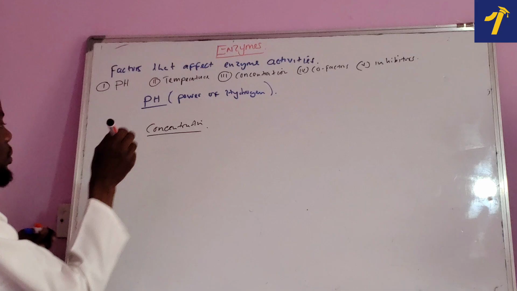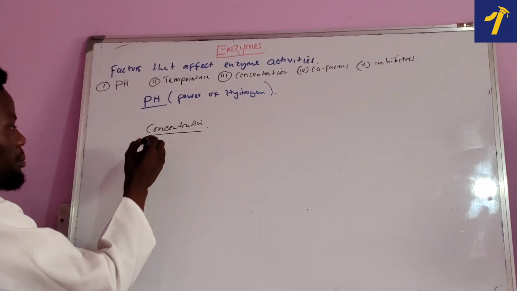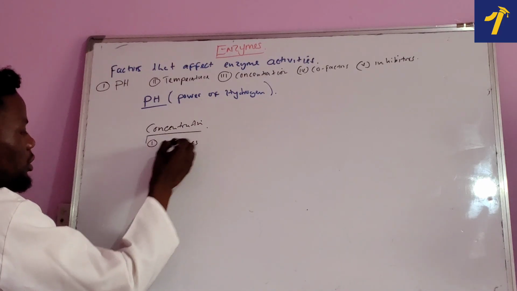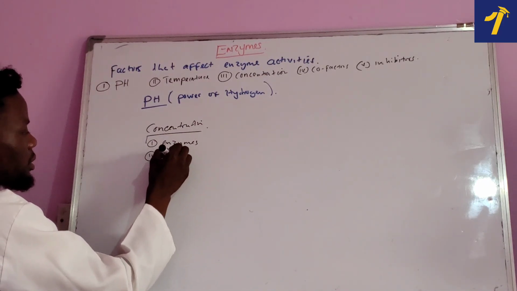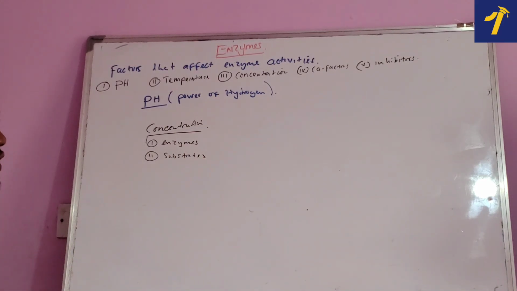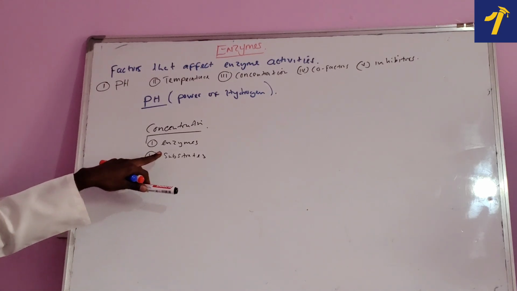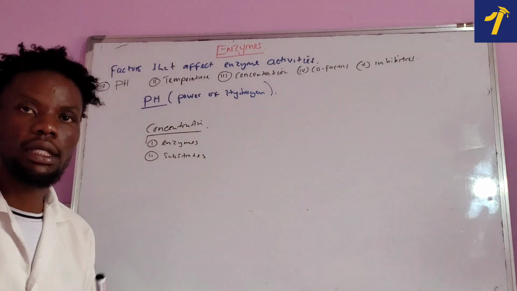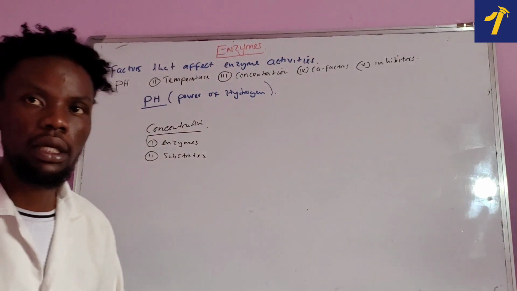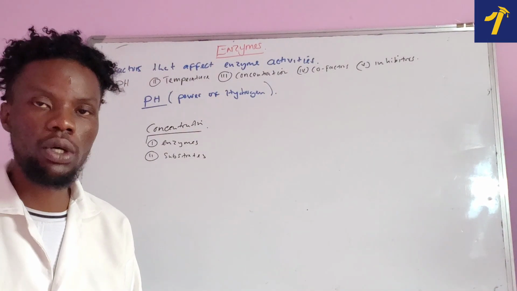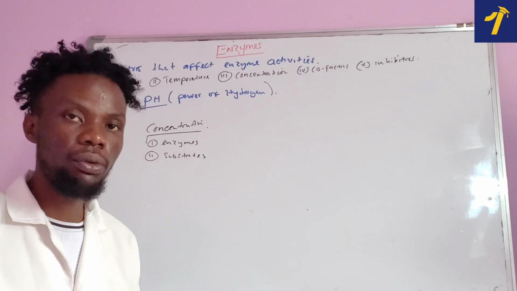Now, we're going to have the concentration of two important components. We're going to have the concentration of enzymes, and the concentration of substrate. The concept is very, very simple here. If you have a lot of enzymes in a certain region, like let's say in the stomach or the mouth, it's more like you have a lot of workers. What's going to happen to the job?